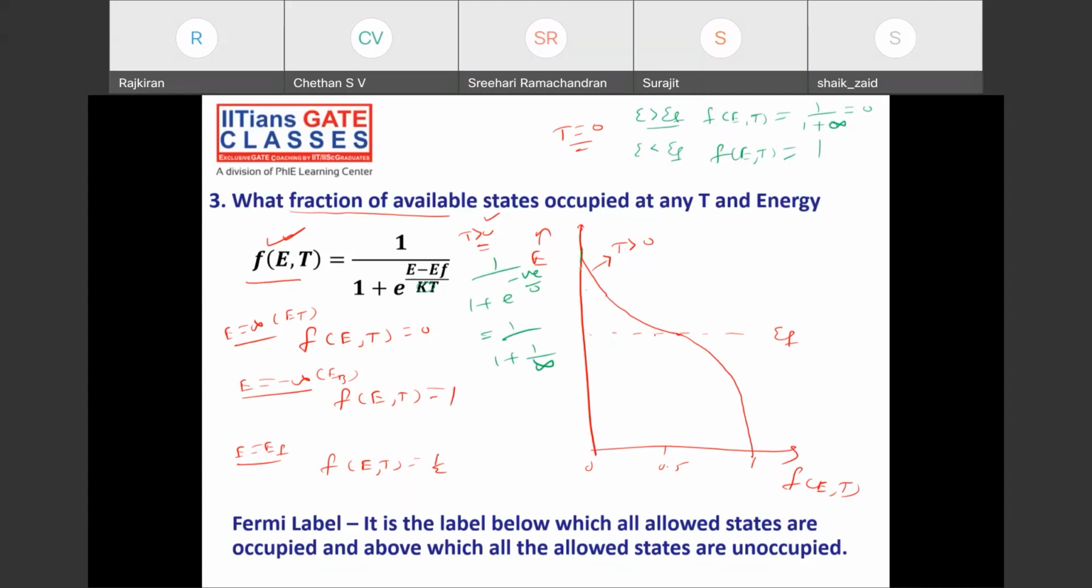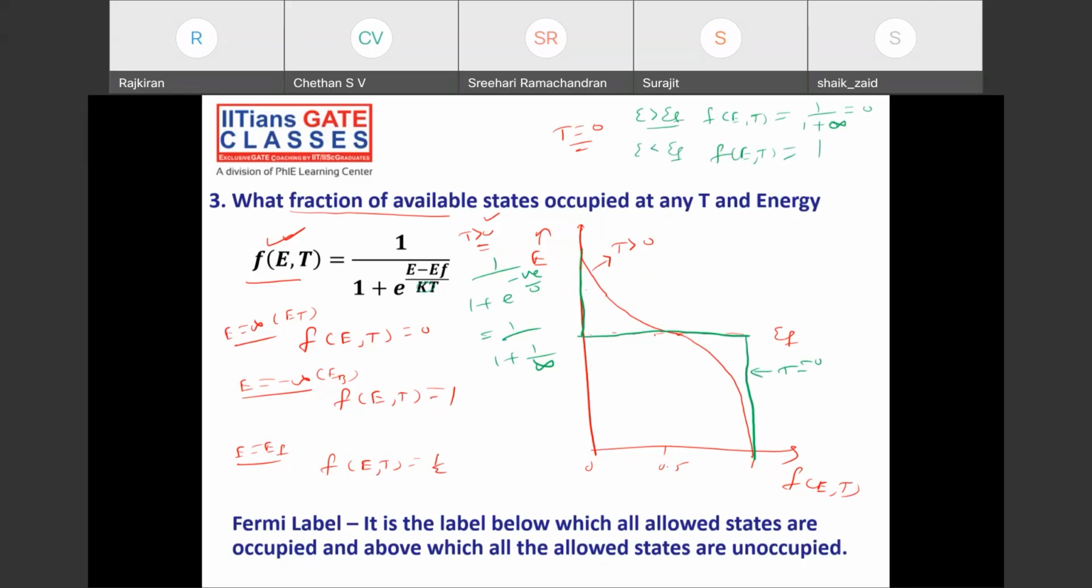So at T equal to 0, all states above EF have 0 probability and all states below EF have 1 probability. This is the EF at T equal to 0. So EF is a level at which whichever states are above it are unoccupied and whichever states are below it are occupied at T equal to 0. Is it clear?